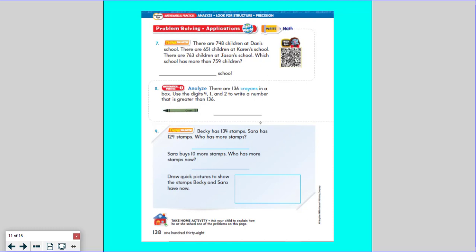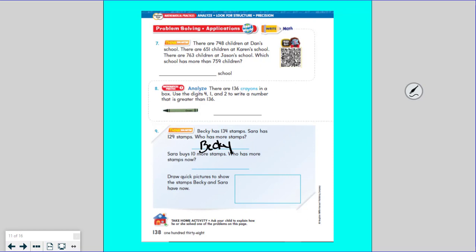Becky has 134 stamps. Sarah has 129 stamps. Who has more stamps? Well, let's see. 134, 129. Which number is larger? 134. So that means our answer is going to be Becky, because Becky has 134. So we're going to write Becky. Sarah buys 10 more stamps. Who has more stamps now?